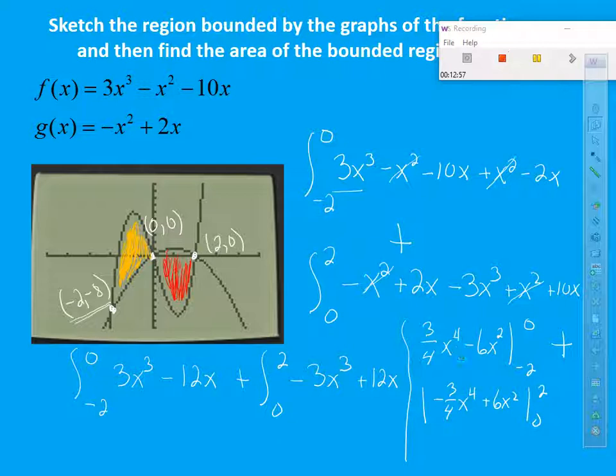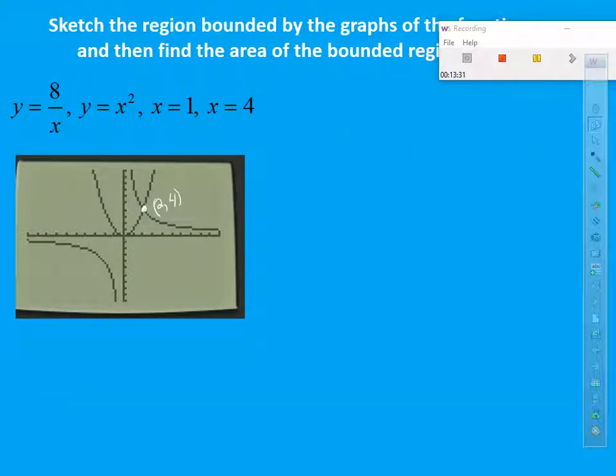Run 0 through this one, get the answer of 0. Run -2 through this part and get an answer of -12. So I'm going to have 0 minus -12 plus run 2 through this one and get 12. Run 0 through there and get 0. So guys, the ending area, by coincidence, this was 12. This was also 12. So this ending area happens to be 24.